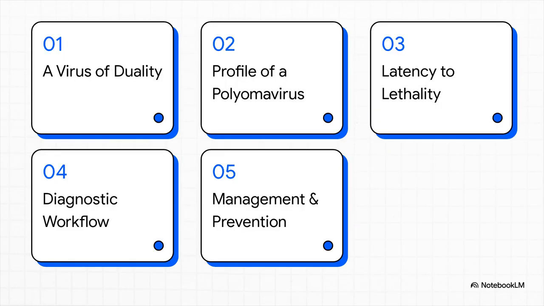Okay, so here's our roadmap. We'll start by exploring its two-faced nature. Then we'll get into its core biology. After that, we'll trace its journey from a dormant state to a lethal one, see how we track it in the lab, and finally, we'll talk about the immunological battle we're up against when we try to manage it.